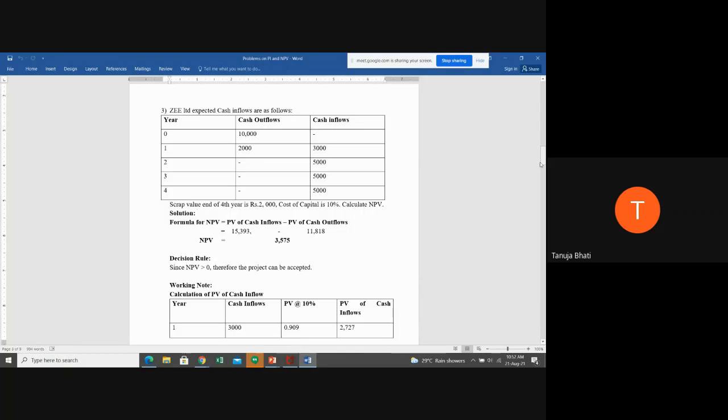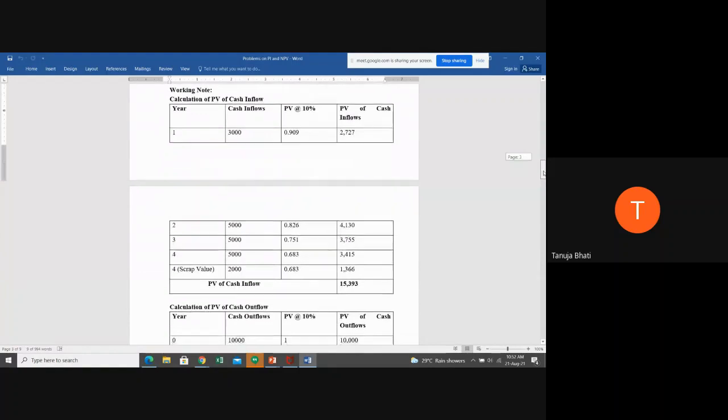Of cash, I'm asking, because it is cash inflow and cash outflow. When you're selling something, do you get a cash inflow or cash outflow? Inflow. Therefore, in the year 4, you're going to take your cash inflow as 5000, plus you will take 2000 also as your cash inflow. So see here, year 1 3000, year 2 5000, year 3 5000, year 4 5000, and year 4 again you're getting a cash inflow of 2000 rupees, which is your scrap value.